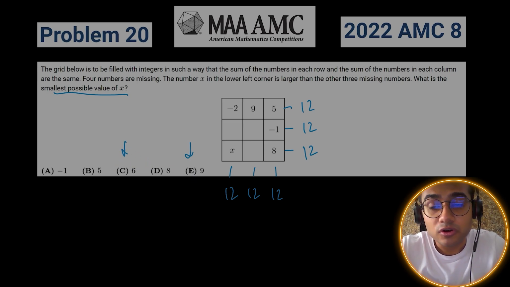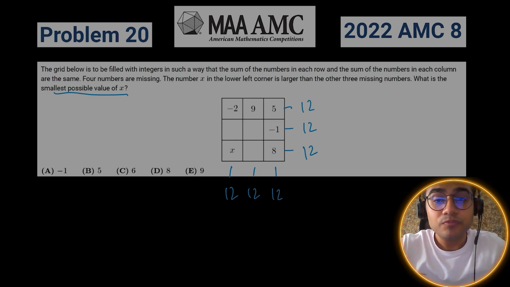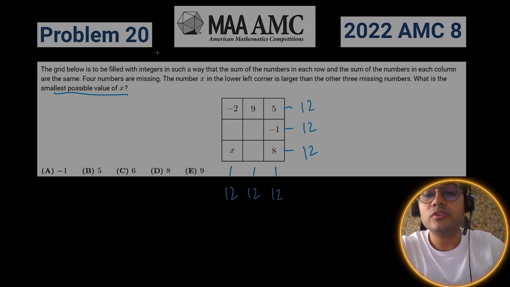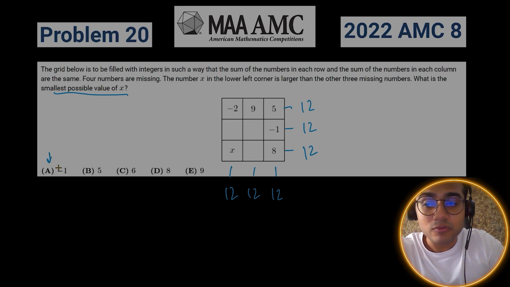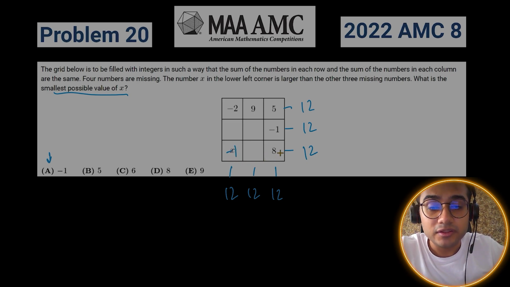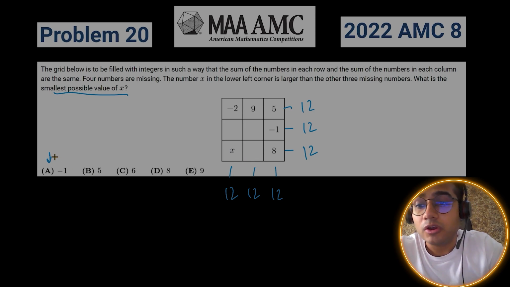So therefore, the right approach to this problem is to plug in the answers starting from the smallest one, and as soon as we get an answer that satisfies the conditions, we pick that and move on. Okay, so let's try that. What if it's -1? So if x is -1, then this has to be 8 minus 1 is 7, 7 plus 5 is 12. This has to be 5, but it violates the condition that x is supposed to be larger than the other three. So therefore, -1 is not the answer.